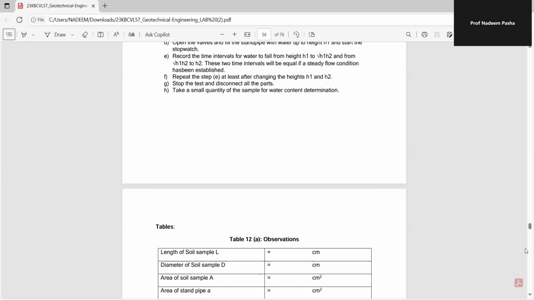Repeat the step at least twice after changing the heights H1 and H2. Stop the test and disconnect all the parts. Take a small quantity of sample for water content determination. So you just go through the steps.